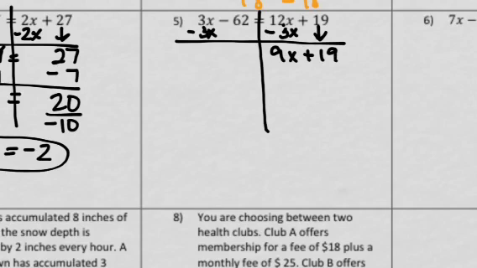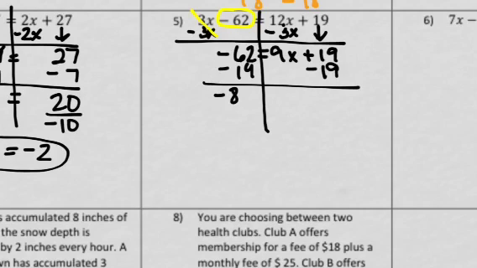But I also want to point out that when the 3x over on this side cancels with the minus 3x, take a look at what's left. These cancel, so make sure you realize that negative 62 is left on that side. And now I'm going to subtract 19 from each side. So that gives me negative 81 is equal to 9x, and I divide both sides by 9. So now I have negative 9 is equal to x, and that is the solution.